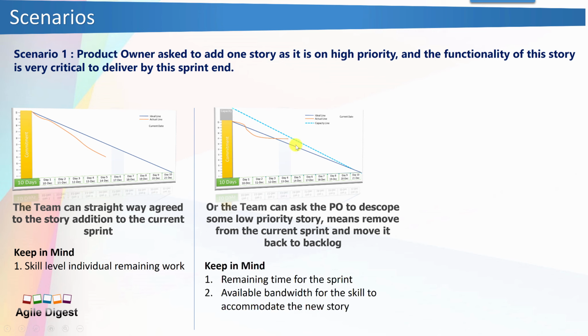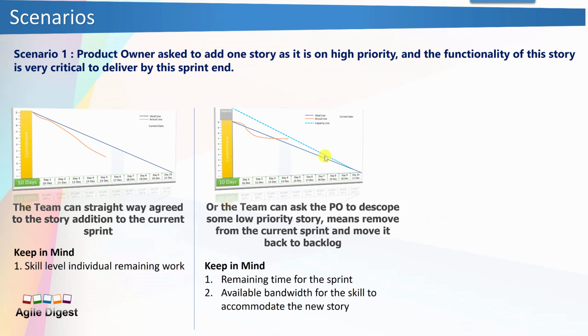And you need to keep in mind the remaining time for the sprint. If this happens at the end of the sprint, we should suggest to ask your product owner to wait for 2-3 days, then we can start working on it, because you are about to close the sprint. And available bandwidth for the skills to accommodate the new story.